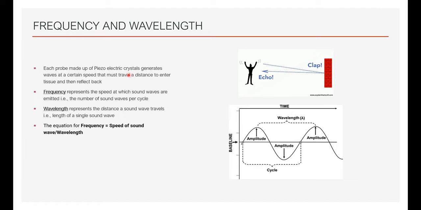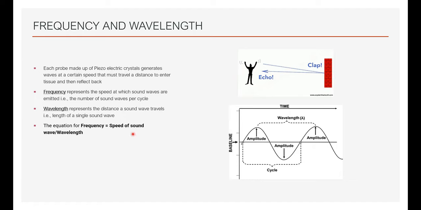But at the end of the day, when you look at frequencies, you have high and low frequency. And frequency represents the sound speed. Sound waves are emitted at a certain speed by the transducer. A good example of a low frequency is a clap. The clap is made, it goes to a wall, reflects back, and that echo reflects the reflected wave, which is what the ultrasound generates into an image. A high frequency would be rapid clapping, but a single clap or a loud clap might reflect a low frequency.